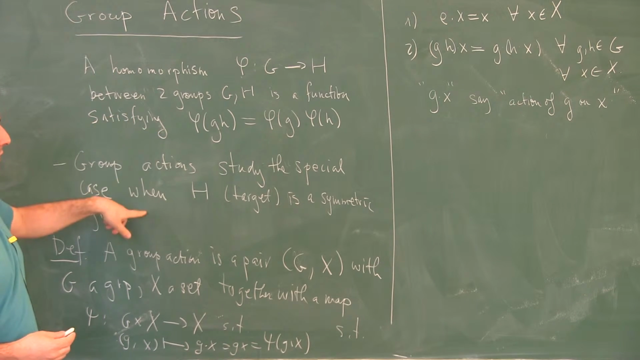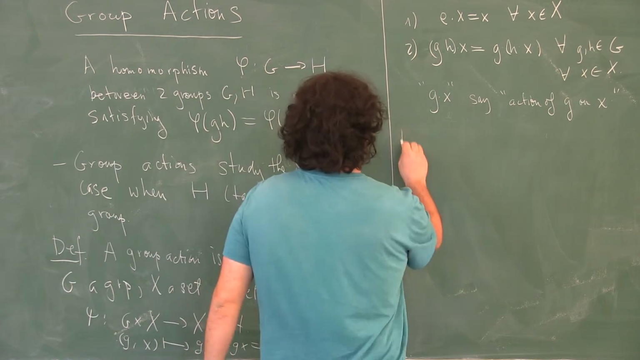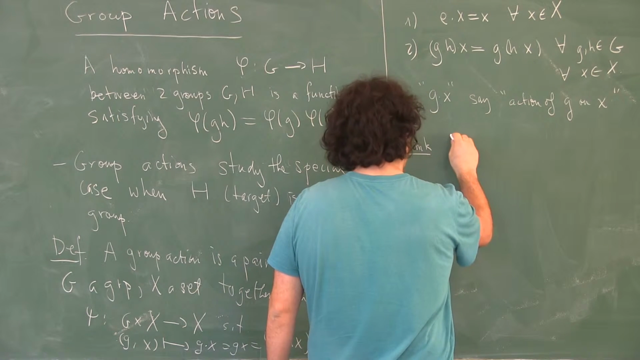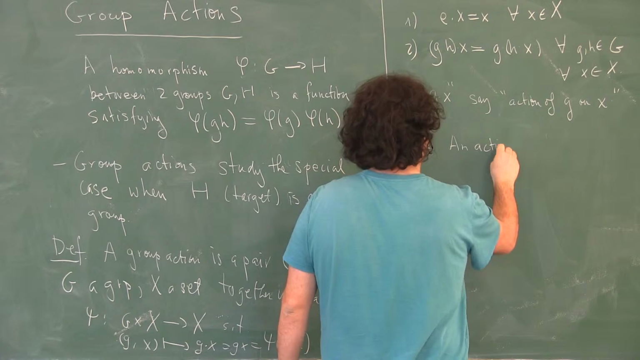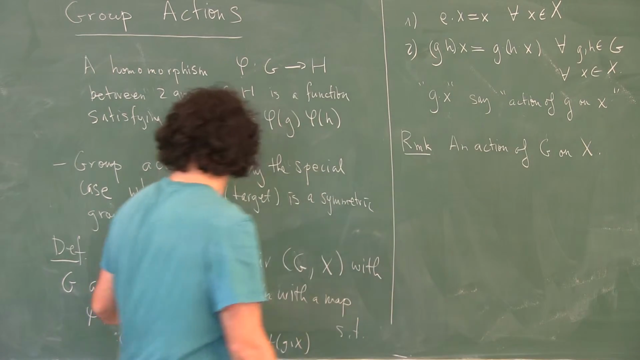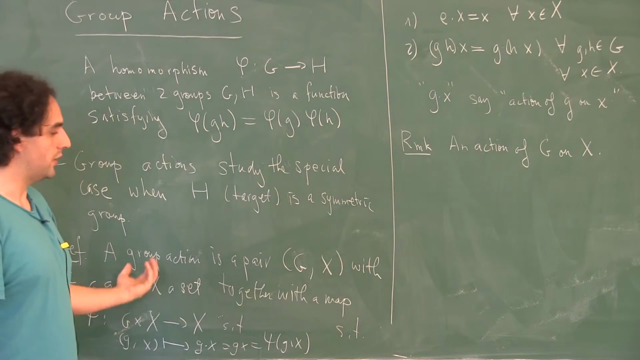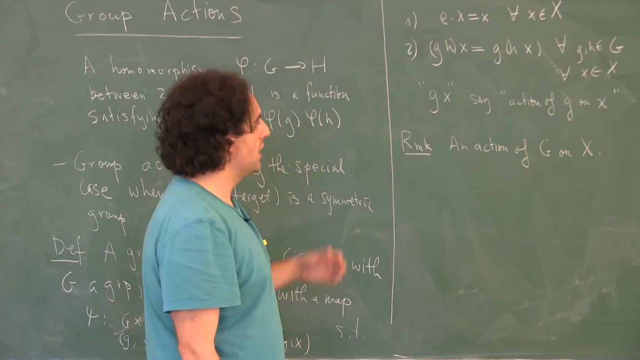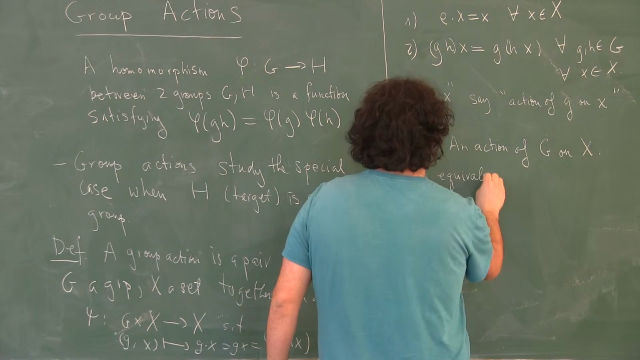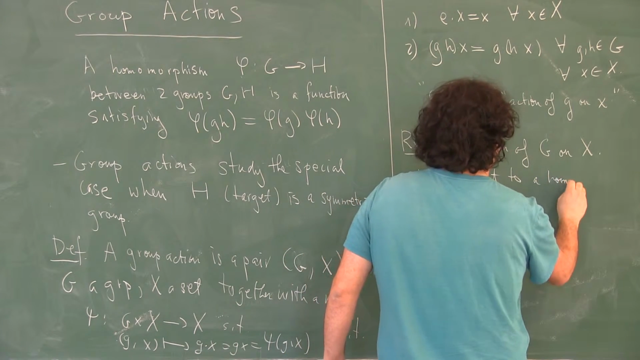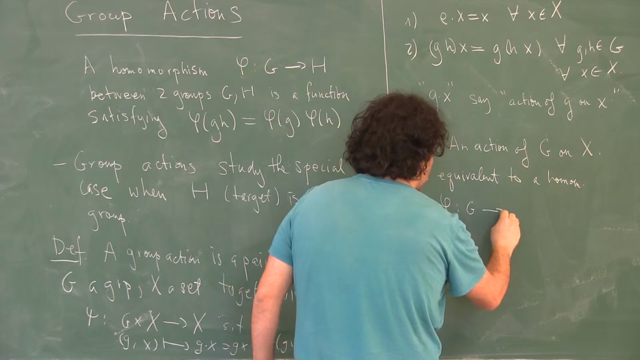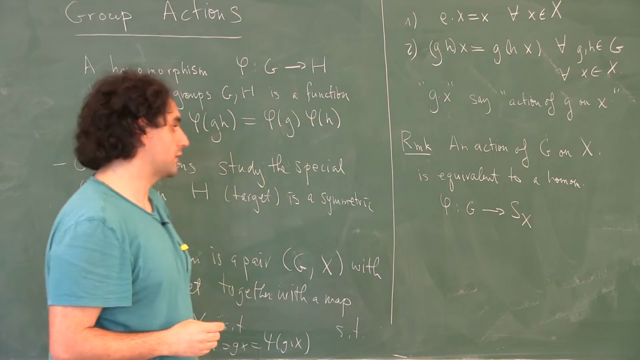Now, what does this have to do with the homomorphisms and symmetric groups I was talking about? Well, when we have a pair G, X that is an action, we also say that G is acting on X. An action of G on X is equivalent to a homomorphism phi from G to the symmetric group on the set X.